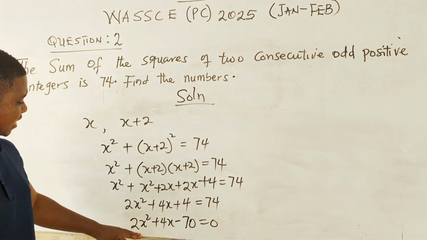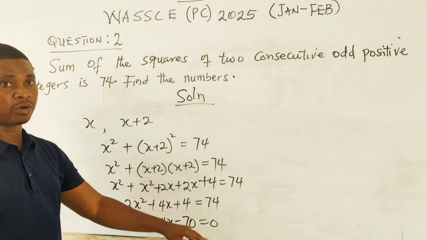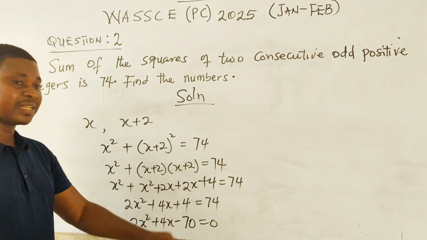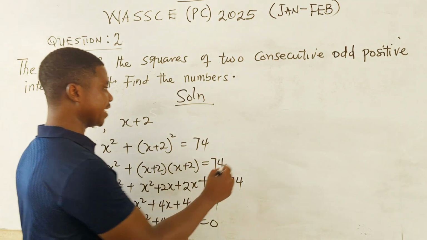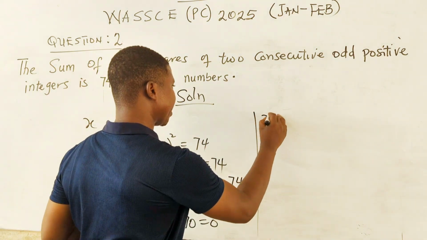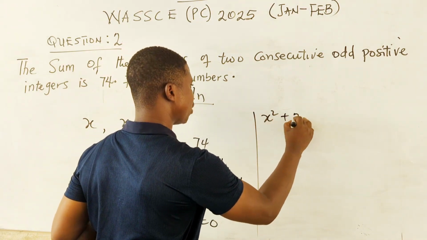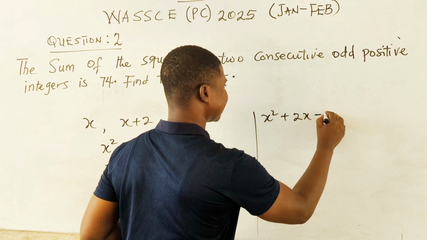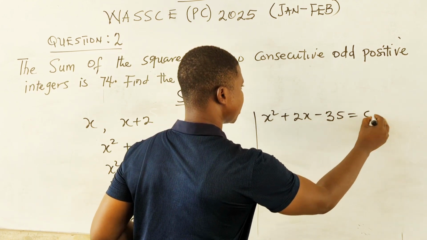But you realize that 2 is common among all the terms, so we can divide each of them by 2. Dividing by 2 gives us x squared plus 2x minus 35 is equal to 0.